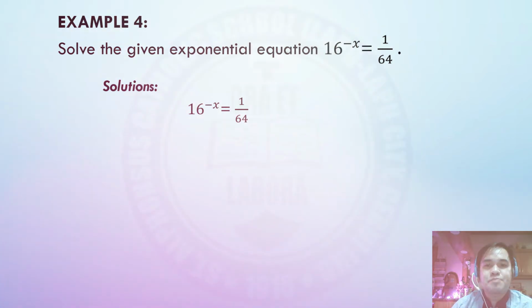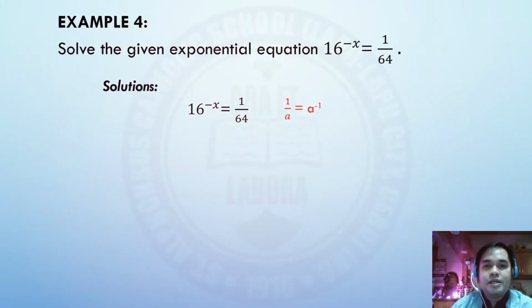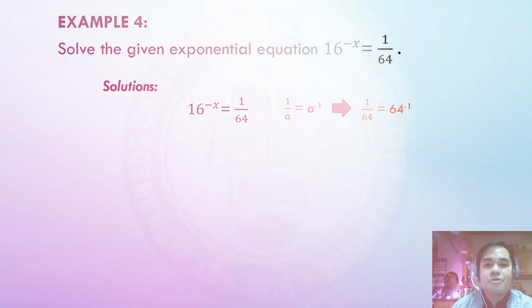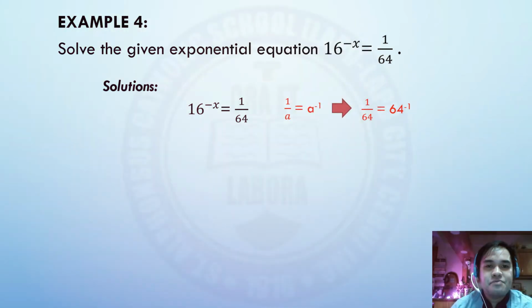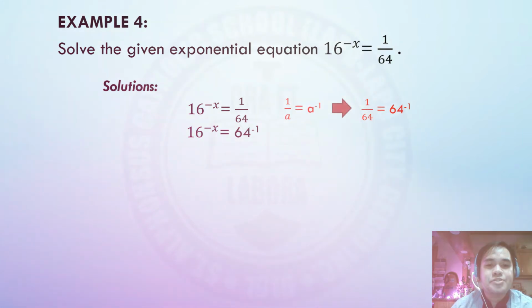One of the laws of exponents, particularly the negative exponent law, states that for every 1 over a, it is equal to a raised to negative 1. Therefore, for every 1 over 64, it is equal to 64 raised to negative 1. So our equation becomes 16 raised to negative x equals 64 raised to negative 1.